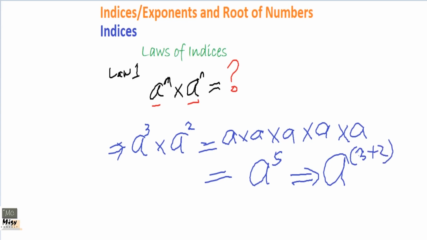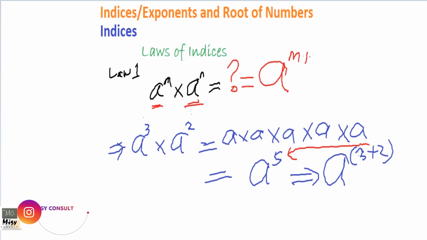The 3 and the 2 work like magic to give 5. So 5 is related to m and n, which are 3 and 2, so 3 plus 2 and then 5. So the rule means that when we have a raised to the power m times a raised to the power n, we get a raised to the power m plus n. What you say m plus n is 3 plus 2. Yes, this is how we prove the law.